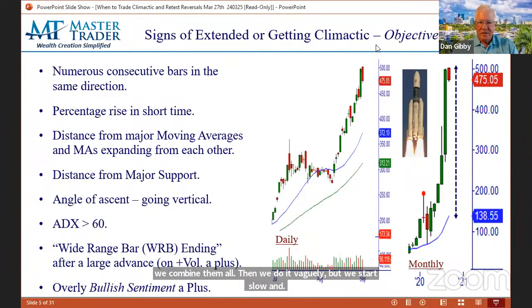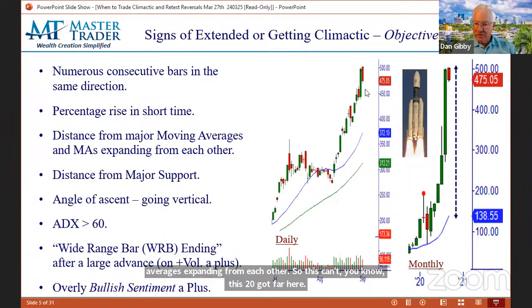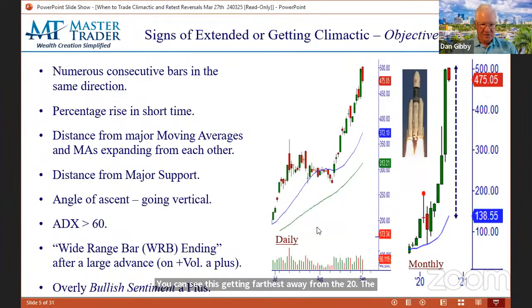How many consecutive up bars do I have? What's the percentage rise in a short amount of time? Here, just eyeball this monthly chart. Just eyeball it. It went from 100 to 500. That's simple math. Distance from major moving averages and the moving averages expanding from each other. So this got climactic, this 20 got far here. You can see this getting farthest away from the 20, the 20 getting farther from the 50. So that's a visual of, yeah, you're getting climactic.